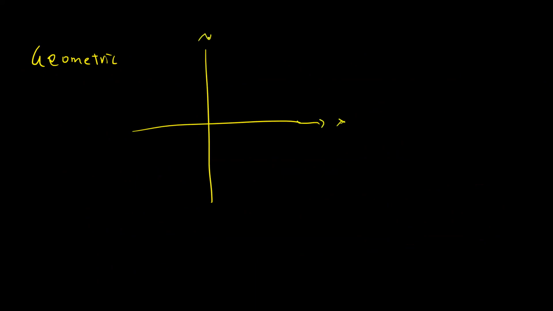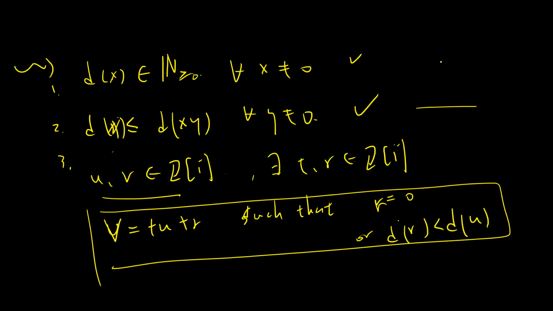So for the proof, I want to use the geometrical view. You can view this as your xy plane, and the Gaussian integer is basically a plus bi, so you can plot all the Gaussian points here. This is all the points. What this is saying is that if you take any numbers u and v, you can find v equals tu plus r, such that r is 0 or d(r) is less than d(u).